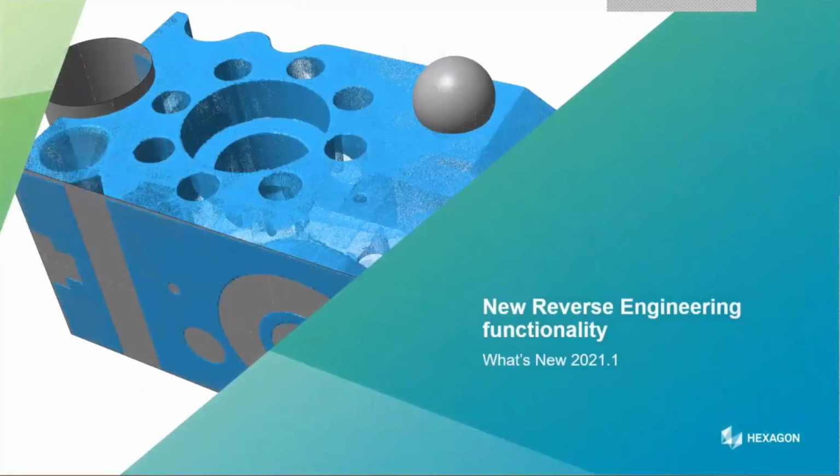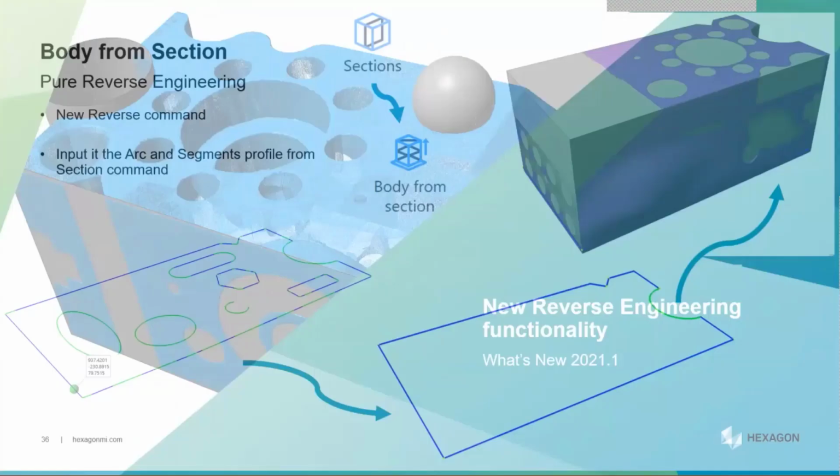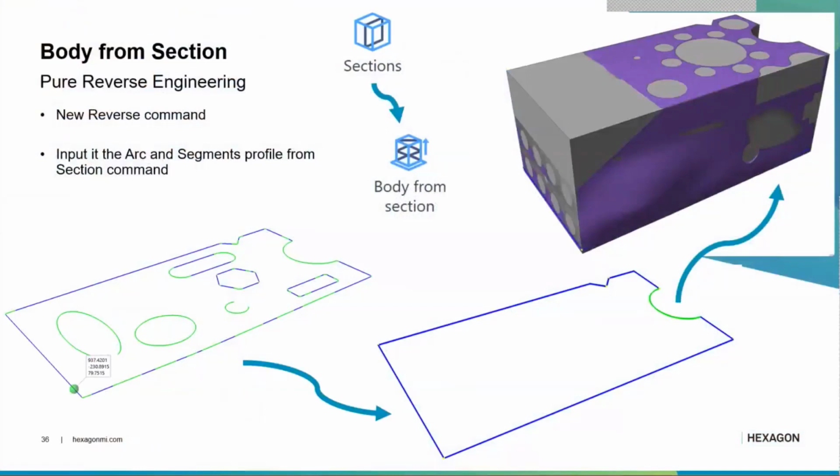So that was all the general CAD. This is brand new reverse engineering functionality, allocated and licensed to the reverse module. Leading on from my previous slide, the output from the arcs and lines sections command is then read by this new body from section, and it gives us the opportunity to tidy up the sections and then to create nice extruded bodies.